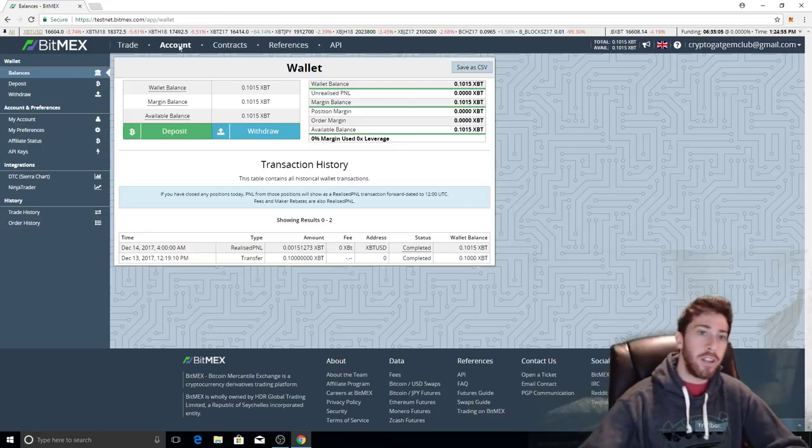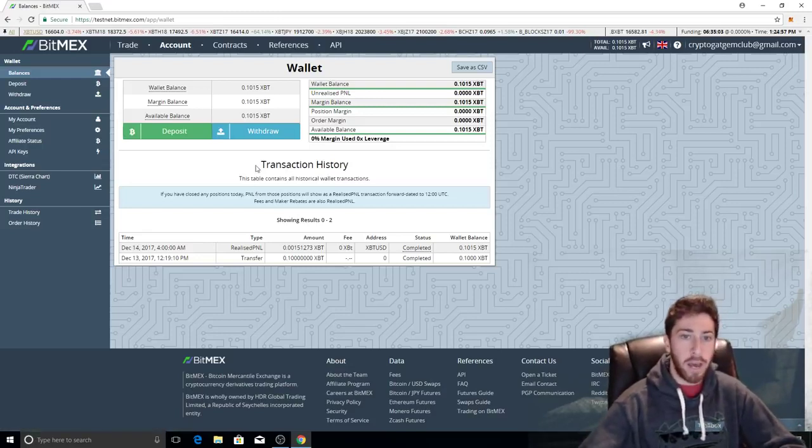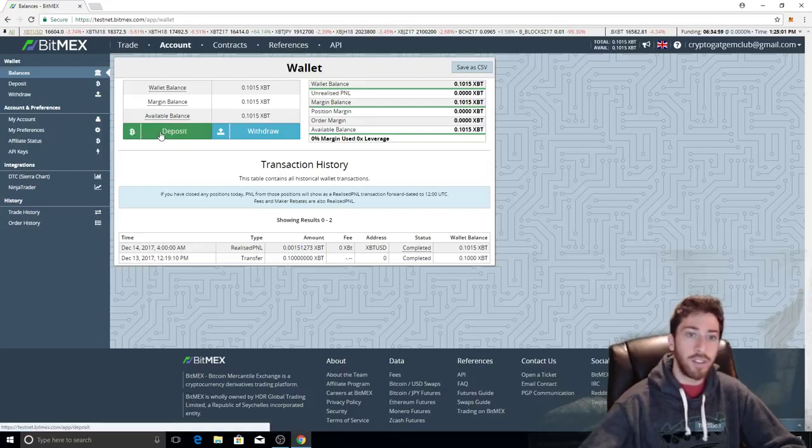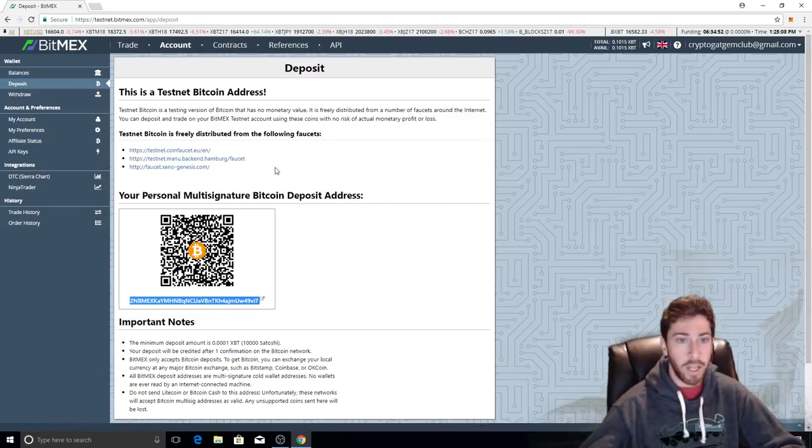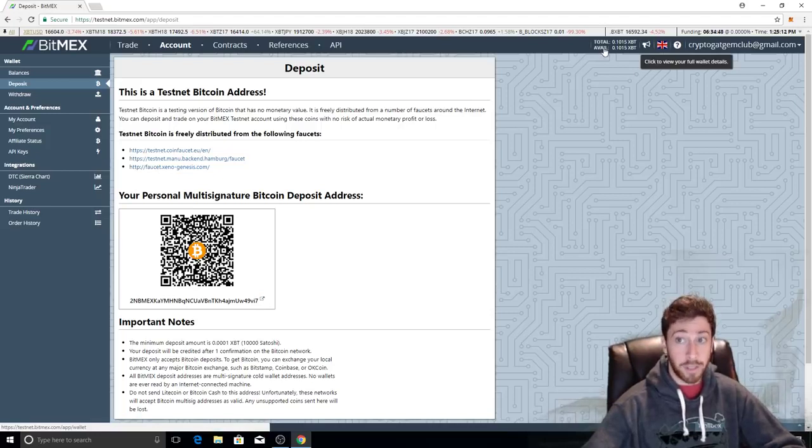Once you create an account and go to the account page, you're going to be right where I'm at. This shows you your current balance, which is the available balance, and allows you to deposit and withdraw funds. If you hit deposit, it's going to pull up your wallet address. You copy this, send it from your wallet, and once your money is in, it will be up here under your available balance. So right now I have 0.1 in my available balance.